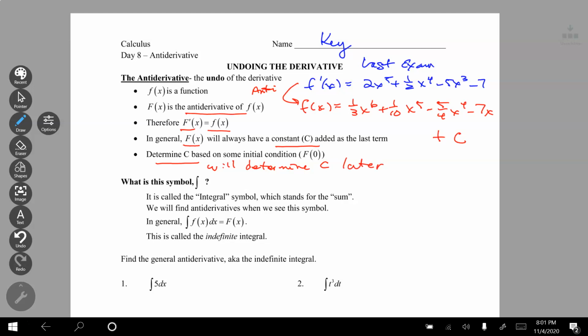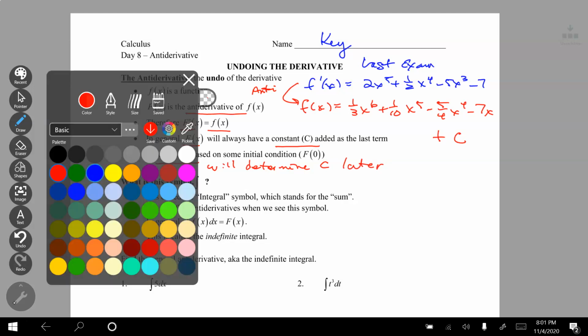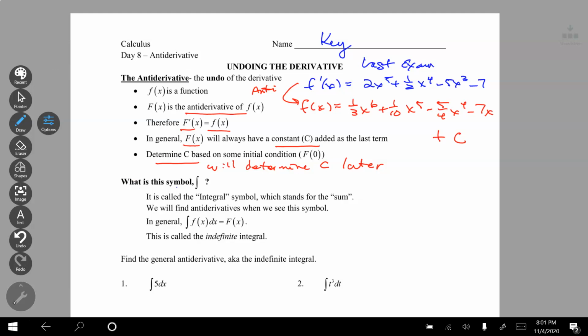Okay, so in math we like to use symbols, and one of the symbols you're going to work on is this symbol. It's called an integral symbol. It means the sum, and we'll talk about that in a later unit, what we're summing up. But the idea is when we do the integral of lowercase f, we're taking the antiderivative of it and we're getting the uppercase F.